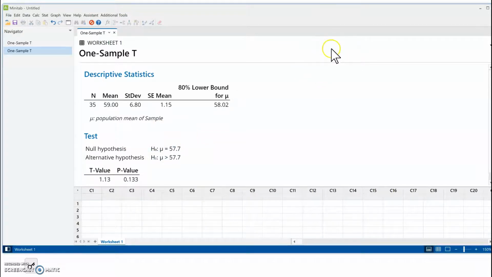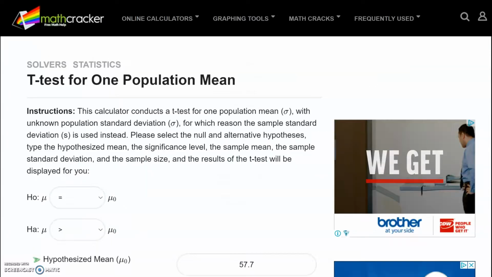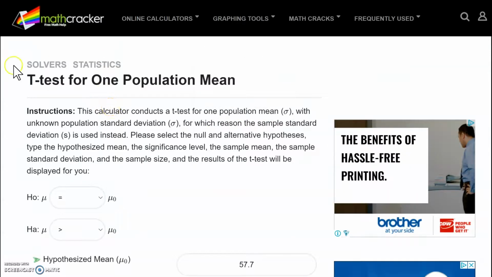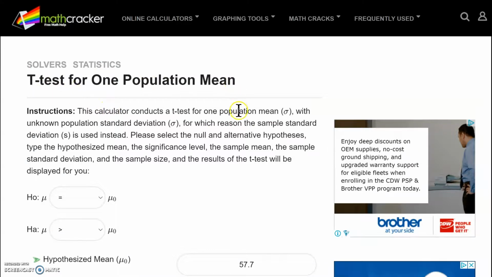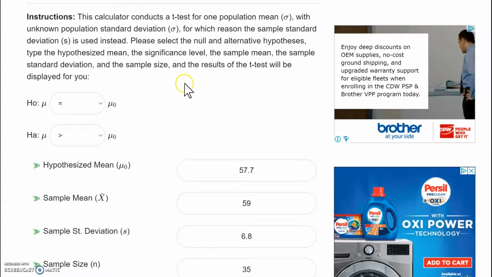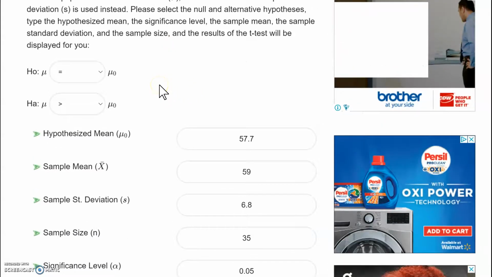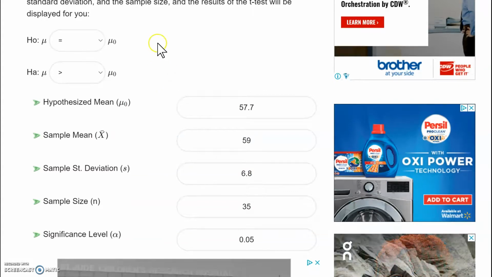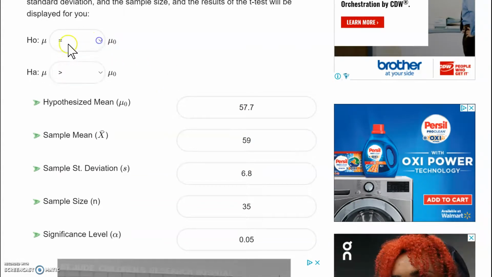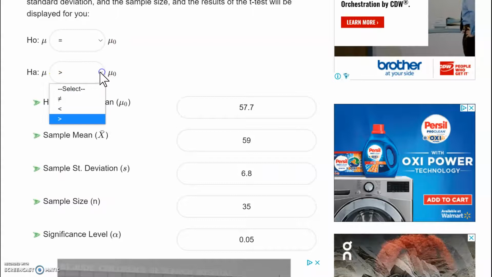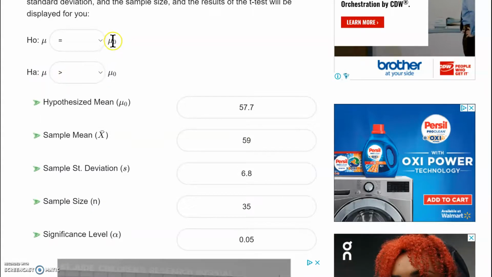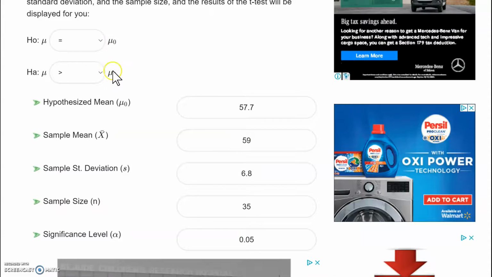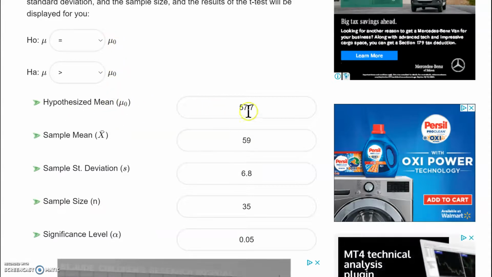All right, and then the last technique I mentioned is using the website. So this time we're going to use the MathCracker website again, but this time the test for one population mean. And this is with the standard deviation unknown, which is what you would normally have. I know that sounds weird. It's the population standard deviation unknown. So the only things you have to change then is this. This will always be equal to in our class. We always set the null hypothesis as equal to. We have to do the alternative as greater than. And then this mu naught, or whatever this hypothesized value is, that's basically right here. That comes from the 57.7 in the question.